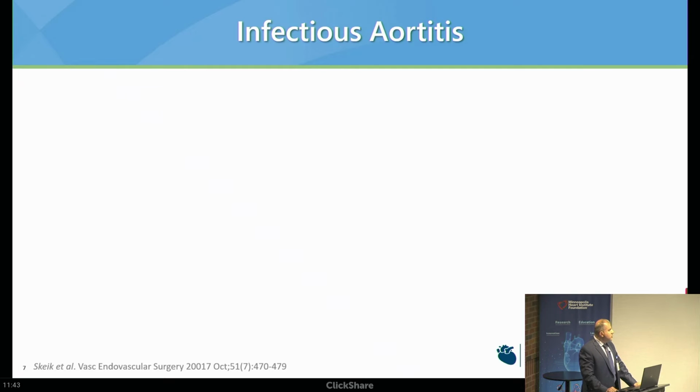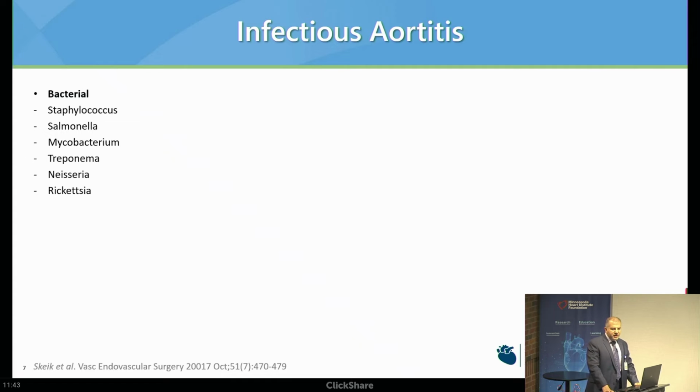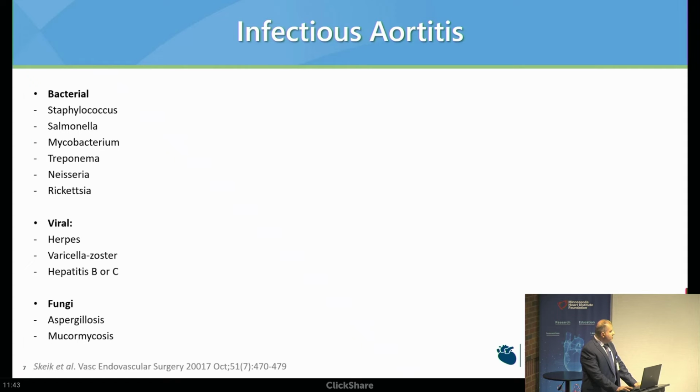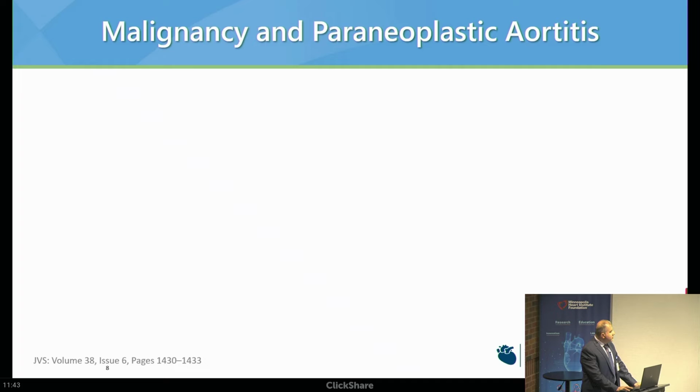Infectious aortitis is also rare, but could be disastrous, unfortunately, because it's very complicated and very hard to differentiate from inflammatory aortitis. Could be bacterial, most of which could be caused by staphylococci. We had a case actually with salmonella in our practice. He came back and forth for different indications. Viral herpes, varicella, hepatitis has been reported to cause aortitis. Fungi, as you can see there, can cause that too.